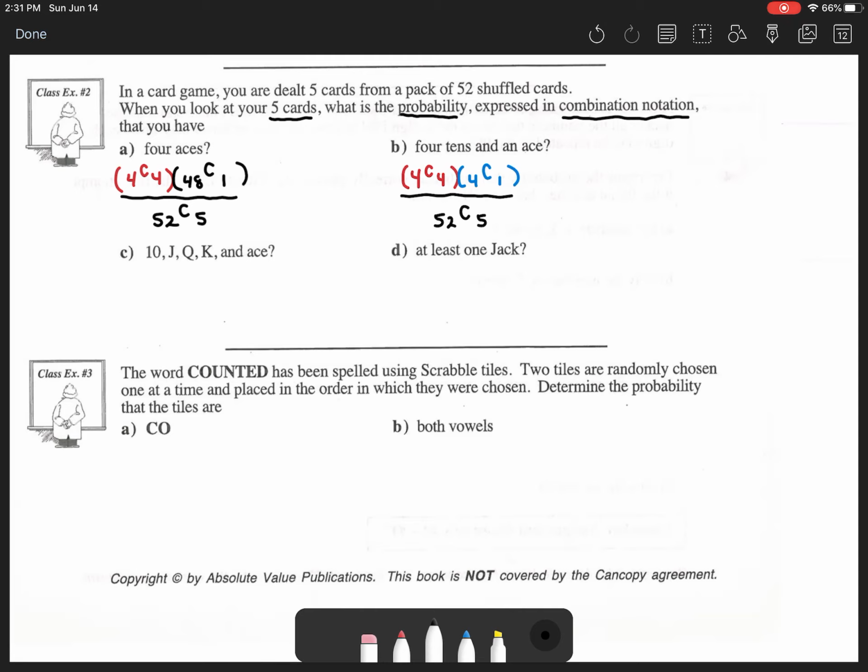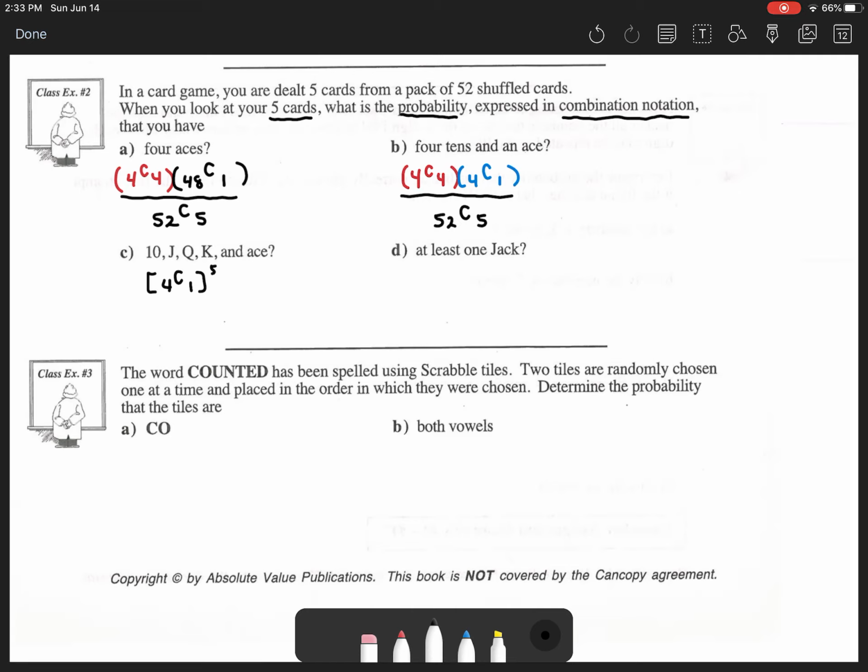In C, you can see, funny math joke there, that we have 5 different cards. Each of those cards you should recognize as having 4 of each in the deck. There are 4 tens, 4 jacks, 4 queens, 4 kings, 4 aces. So the calculation for selecting each of those cards is exactly the same. For each of those cards, it's 4, choose 1. 4 tens, choose 1. 4 jacks, choose 1. 4 queens, choose 1. 4 kings, choose 1. 4 aces, choose 1. So I do that calculation of 4, choose 1 5 times.